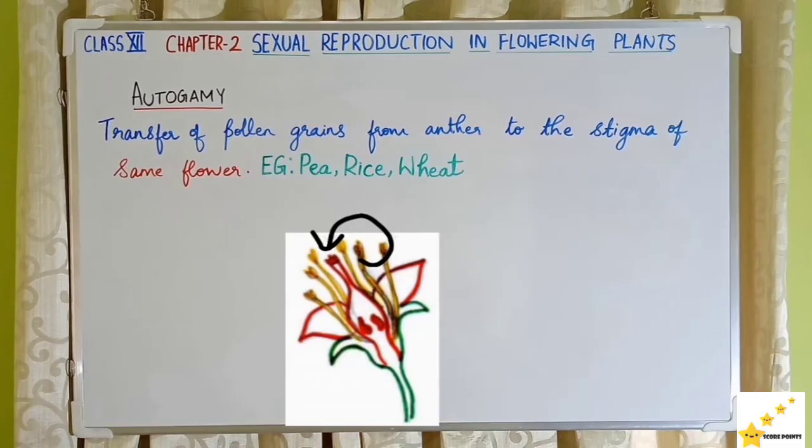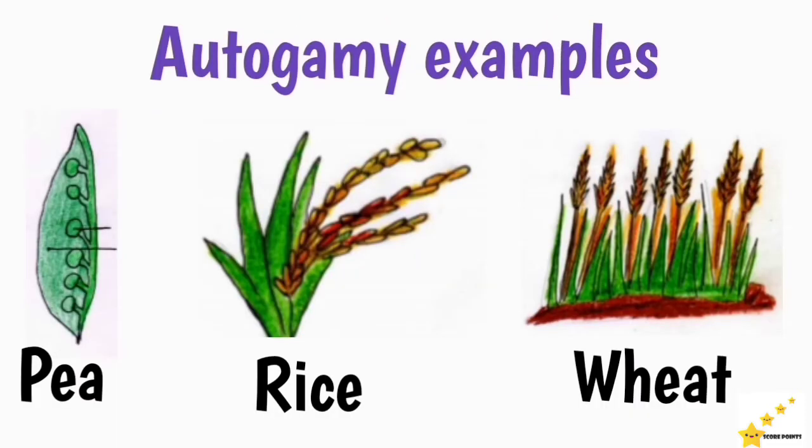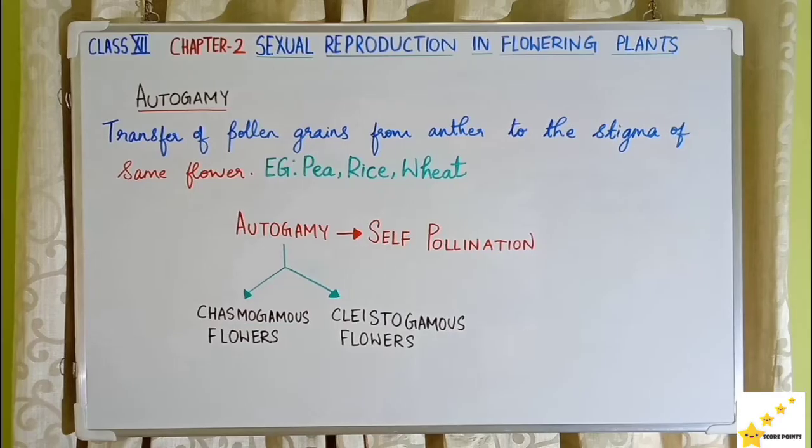First one, it's autogamy. Transfer of pollen grains from anther to the stigma of the same flower. So pollen grains are transferred from the anther to the stigma of the same flower. This is called as autogamy. Example is pea, rice, wheat, etc. Autogamy is a kind of self-pollination.